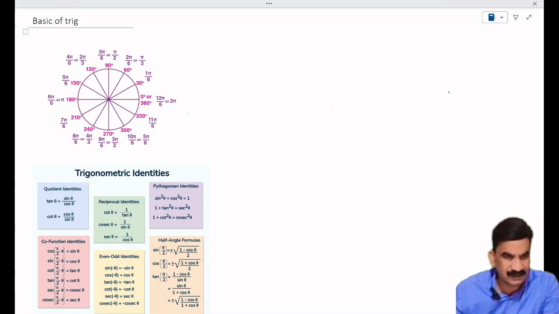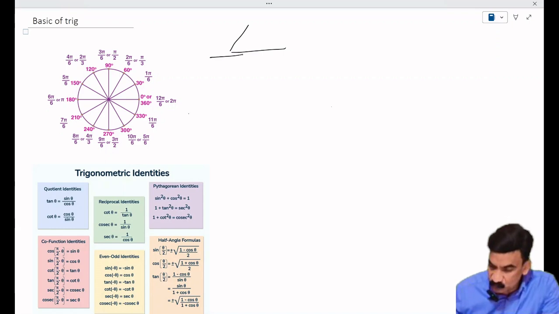So we'll start with something called angle. Angle is anything between two directions. Please remember, I'm not saying lines. I'm saying directions. So I have a line and I have another line. So there are two angles. One is this direction, this direction. One is this direction, this direction. This will come in handy. Please remember this.